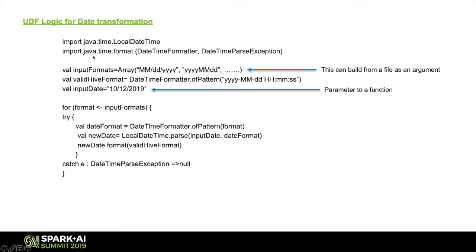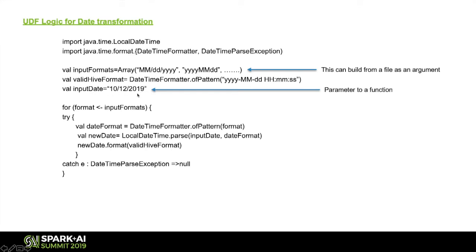I'm using the Java time DateTimeFormatter. Here, whatever valid formats I can think of that exist in my historical file, like mm/dd/yy, any format I can think of, I put in this variable. And this can be built from a file passed as an argument. So all the formats that can exist in my historical data go in, and this is my output format, the format I want my output to be.